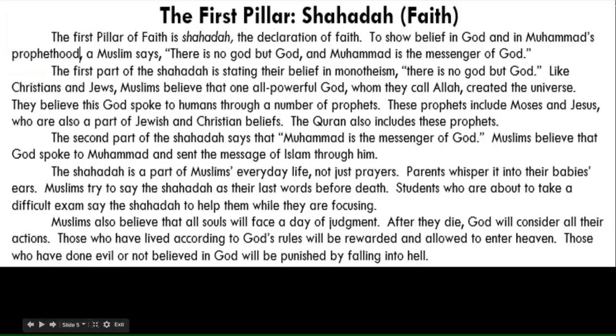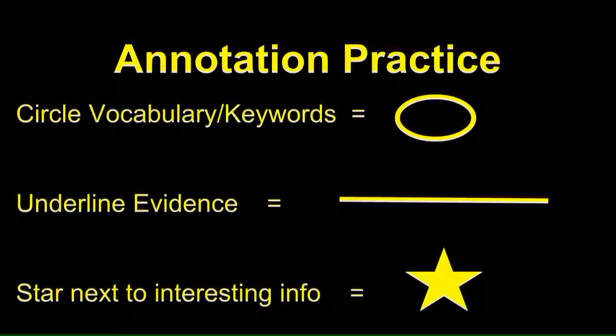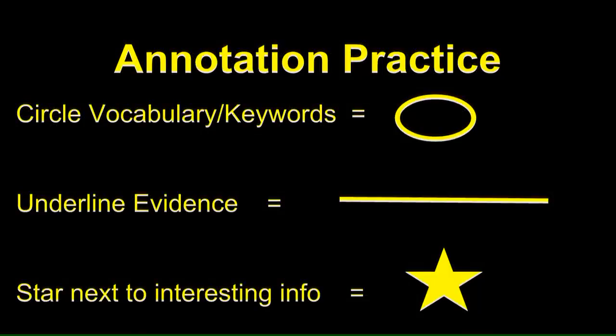So what we're going to do first is take a look at an example of how I want you to annotate the pillar that you're assigned to and answer the questions. So we have this passage here about the first pillar. The first pillar I can see translates to faith because it's in the title. So what I'm going to do is read this, and as I read it, I'm going to circle key words and any vocabulary words in the passage.